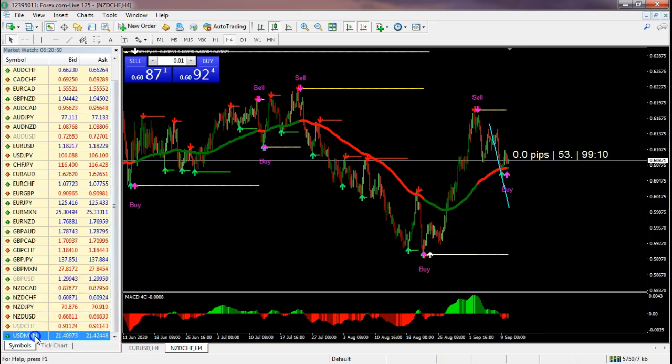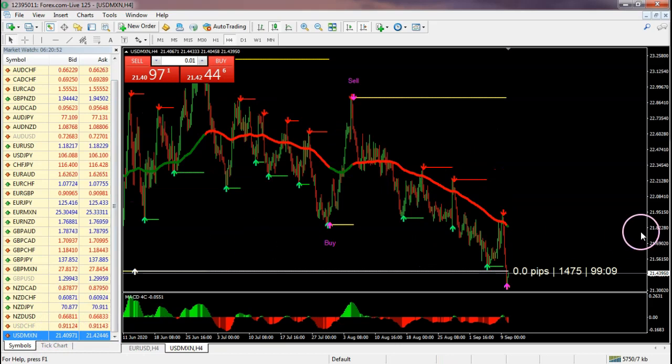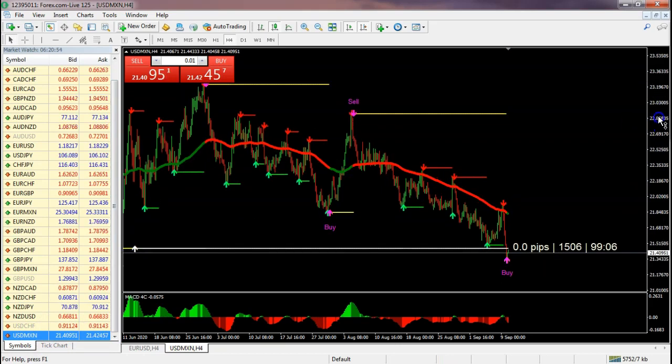And USD Mexican peso. Okay, on USD Mexican peso, we were around that area. I took this trade right here, and I was positive, and for some reason, lack of focus, I didn't get out.